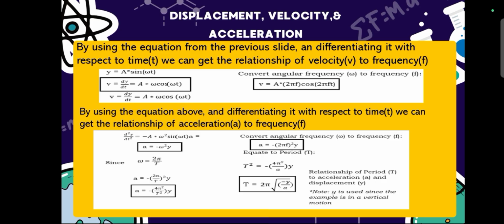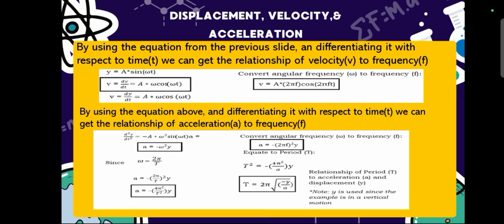Now we go to acceleration and frequency. In order to find it, we use d squared y over dt squared equals minus A omega squared sine omega t, so a equals negative omega squared y. Since omega is 2 pi over T, our formula for this is a equals negative 4 pi squared over T squared times y.